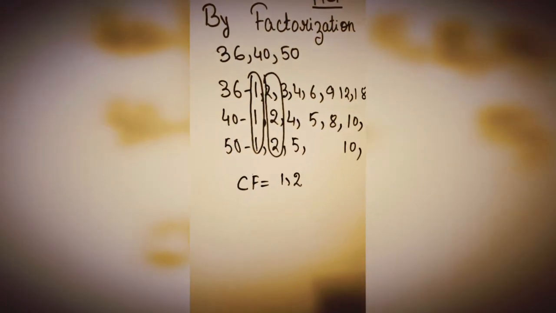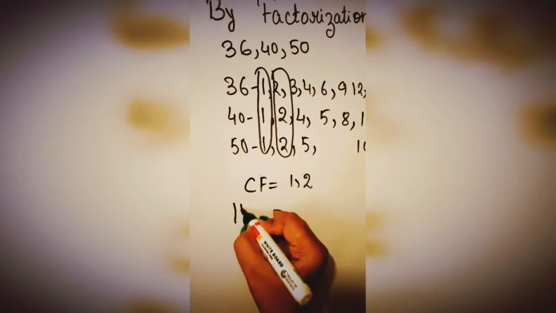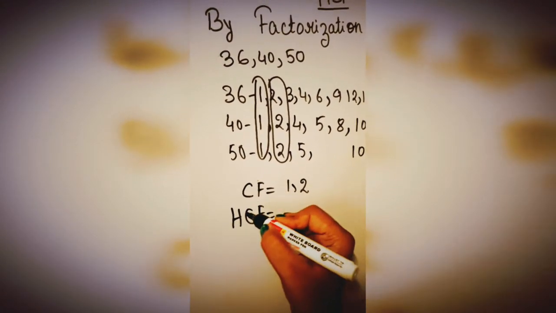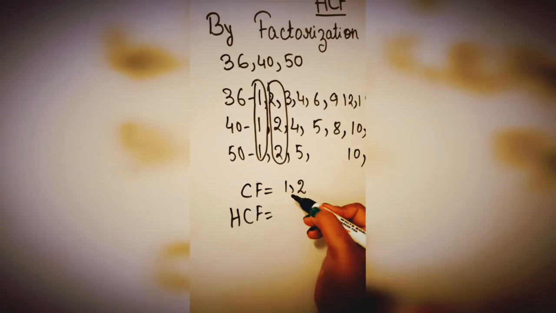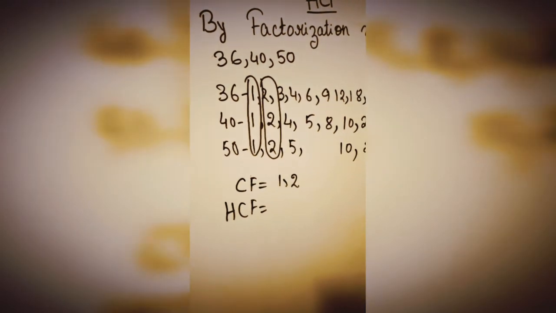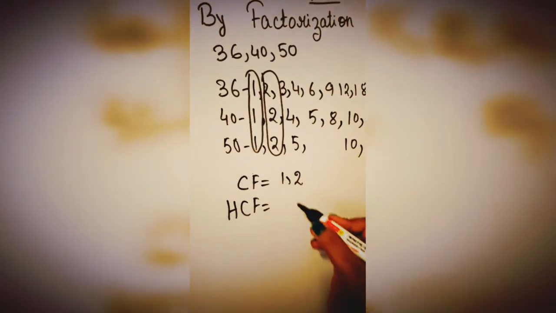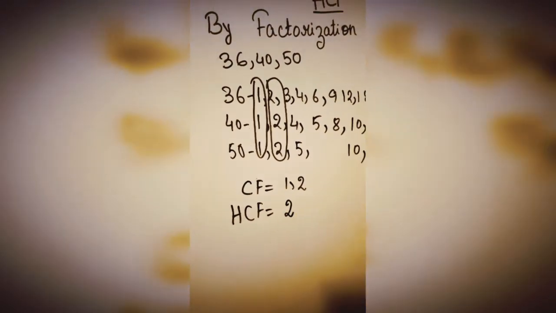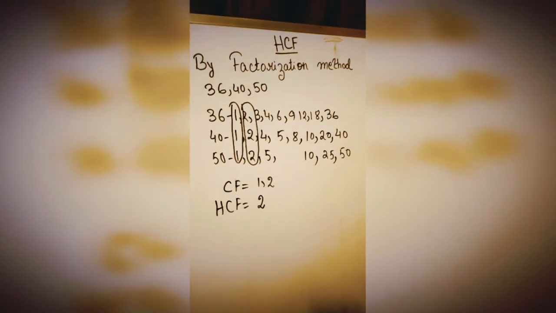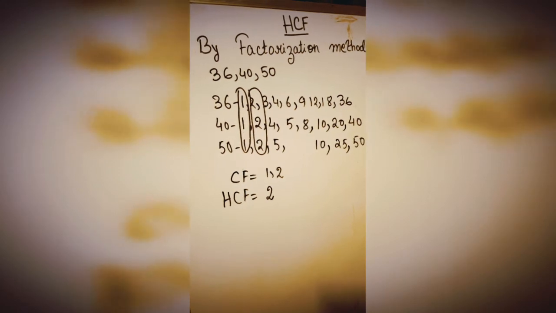Now what is HCF? HCF means highest common factor. You have got the common factors 1 and 2. Among these two numbers, which is highest? 2 is highest. So 2 is the answer. So this is the process of doing HCF with the help of factorization method.